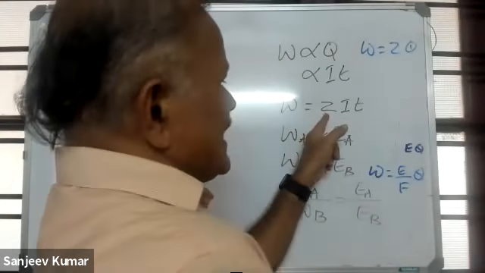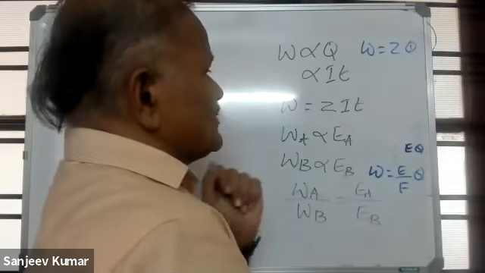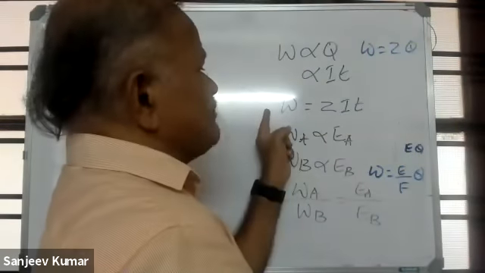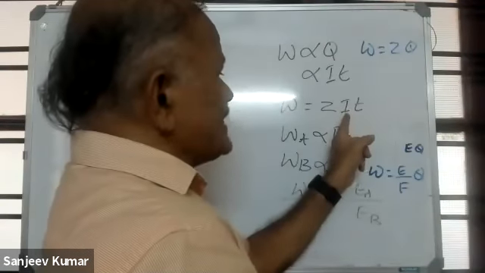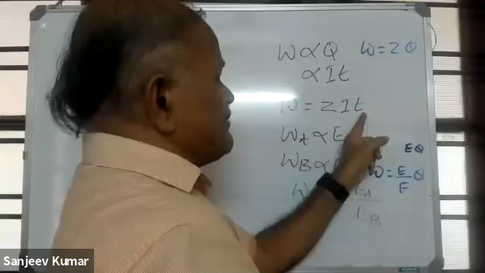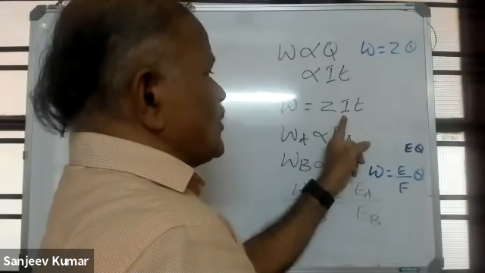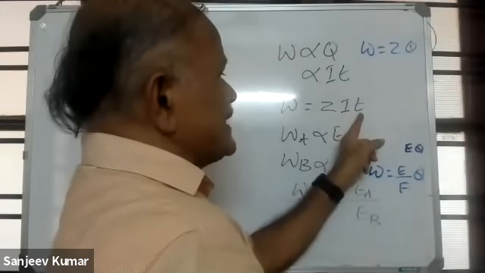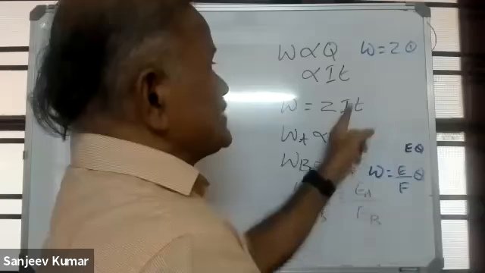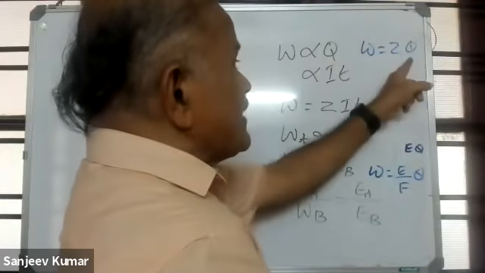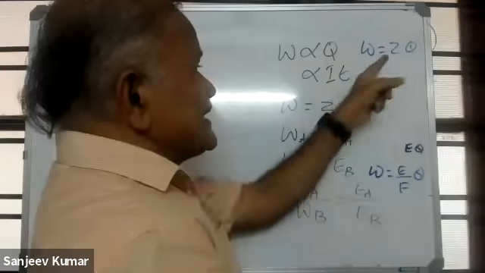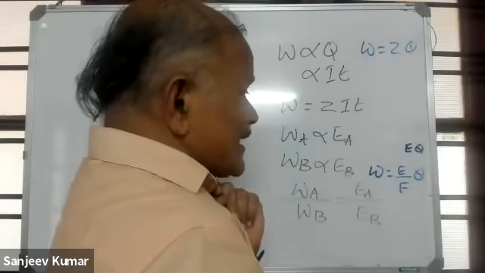Z is the electrochemical equivalent, which is the amount of substance deposited or liberated by passing a quantity of 1 ampere current per 1 second. That is, I is equal to 1 ampere and t is time, which is 1 second. That is one coulomb of electricity. Q is equal to 1 coulomb of electricity. And that is Z, the electrochemical equivalent.